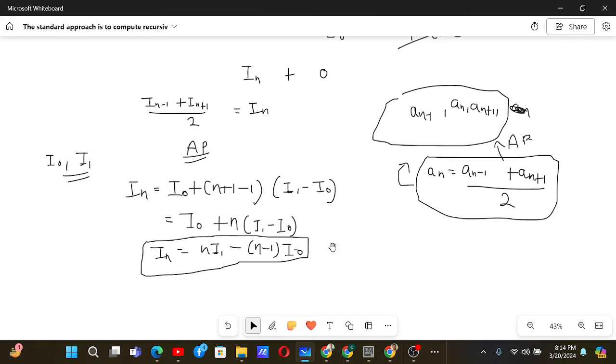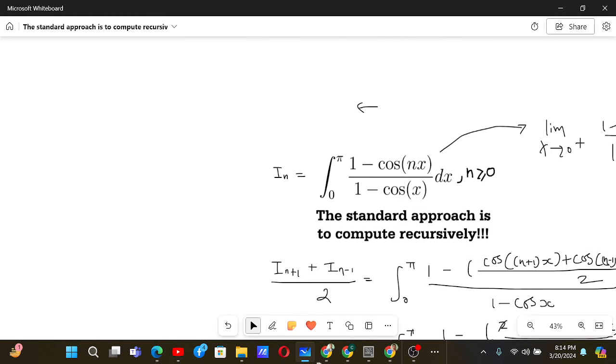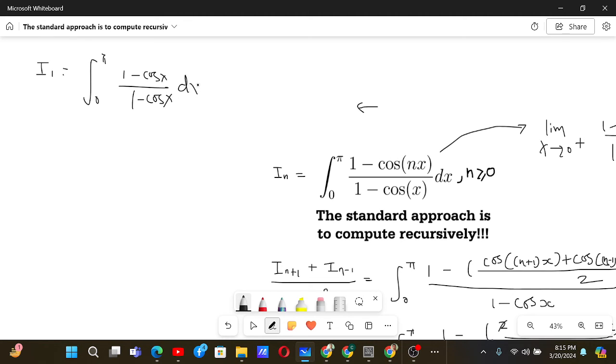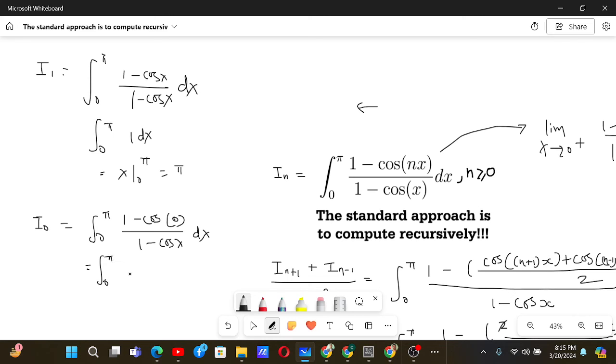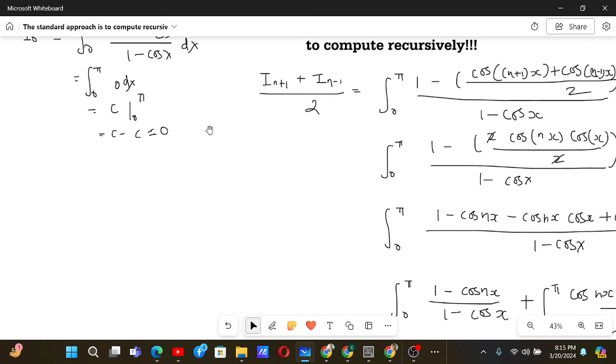Now we need to find I of 1 and I of 0. That is not too hard. I of 1 is the integral from 0 to pi of 1 minus cos x by 1 minus cos x dx, and this is just 1, cancels out, integral from 0 to pi of 1 dx, and this is just x from 0 to pi, that's just pi. Now I of 0 is the integral from 0 to pi of 1 minus cos 0, if n is 0, by 1 minus cos x. Now cos 0 is 1 and 1 minus 1 is 0. So integral from 0 to pi of 0 dx, integral of 0 is c, from 0 to pi, that is c minus c, which is 0. So we have I of 1 and I of 0 now. I of 1 is pi and I of 0 is 0.